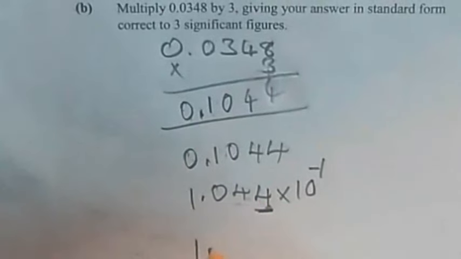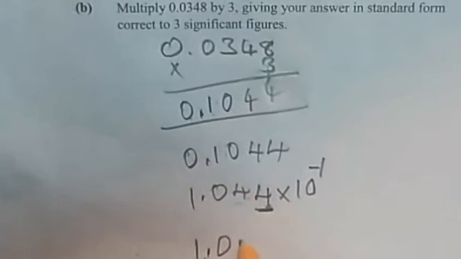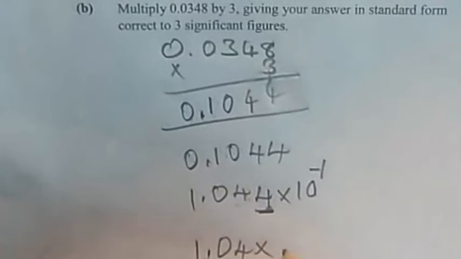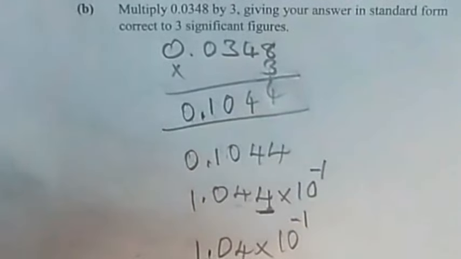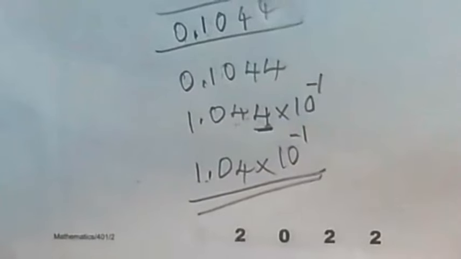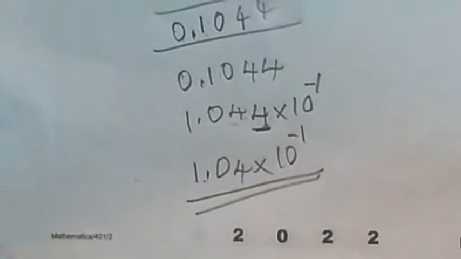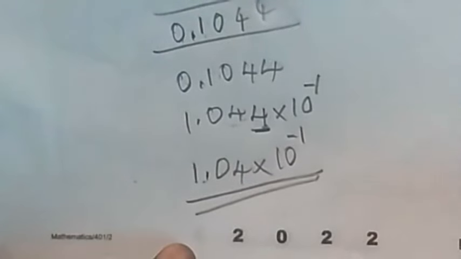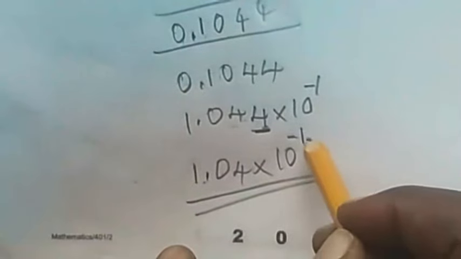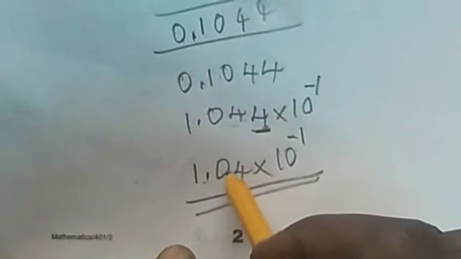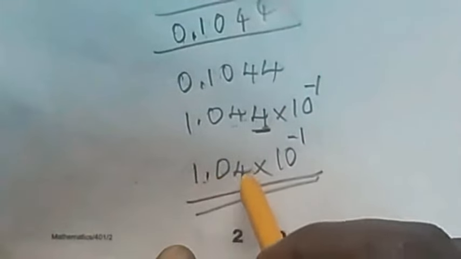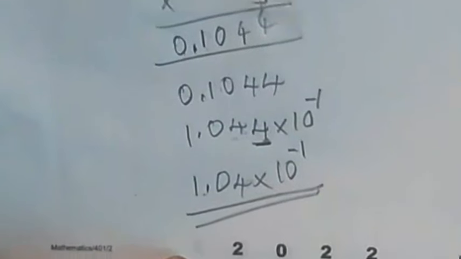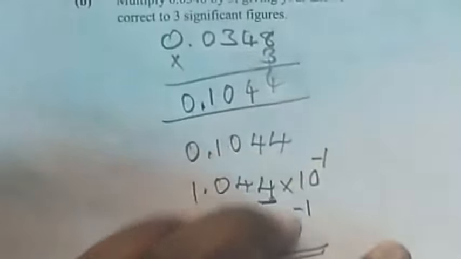So we're going to write 1.0. Then when you add 0 to this number, it's going to remain 4. Then we're going to multiply by 10 raised to the power of negative 1. And this is the answer you are supposed to write in an exam, which is 1.04 times 10 raised to the power of negative 1. So remember, this 0 is a significant figure as well because it's in between the non-zero numbers. Okay, we can go to the next question. If you have got questions, you can ask. Otherwise, let's go to the next question.